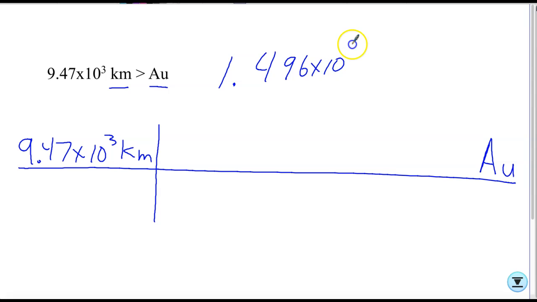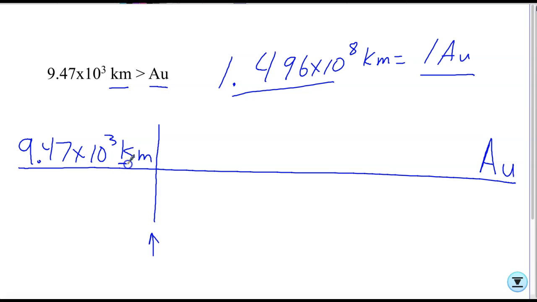1.496 times 10 to the 8th kilometers is 1 astronomical, let's change that, 1 astronomical unit. So that's what I'm going to write right behind this vertical line. But I need to decide. One of these values, I've got those two values, is going to go on top of this line, and the other one's going to go on the bottom. It's going to be a fraction.